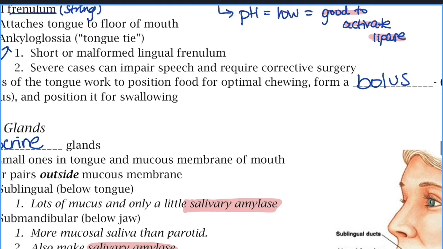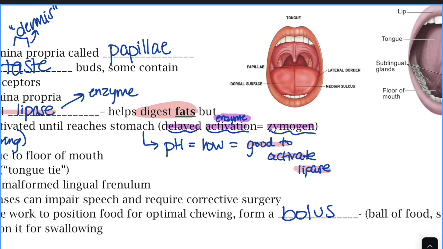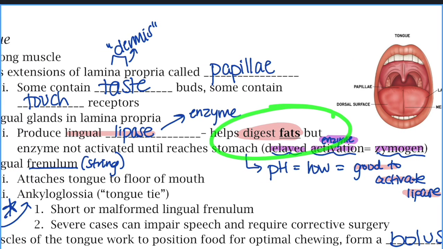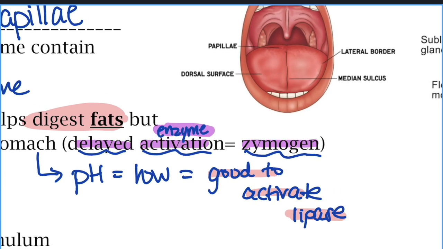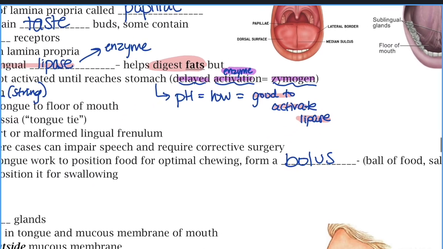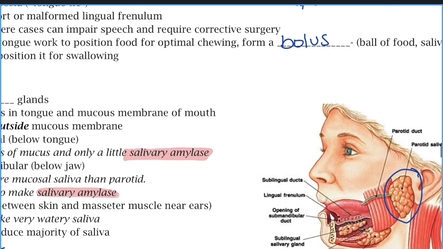Lingual lipase, if you recall, is made in the mouth and then it's activated in the stomach. It's activated somewhere else. We call that a classification of enzyme called a zymogen. Take a look at the board. Zymogen means it's made somewhere and then it's not activated until it gets to the sweet spot. Lingual lipase is an enzyme that digests fats, but it's not going to digest them in the mouth. We need it to digest where the pH is low, the stomach. However, not all enzymes are zymogens. Not all enzymes are made somewhere and then activated somewhere else.